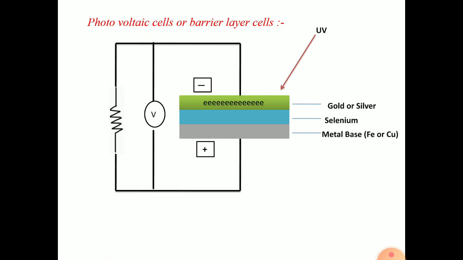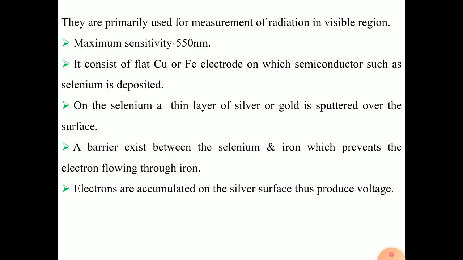So at the gold layer there are more electrons, and at the metal base there are no electrons. That difference in electrons produces the potential. How much potential is generated, we determine using the voltmeter, and it is represented with V. I already discussed all these things.